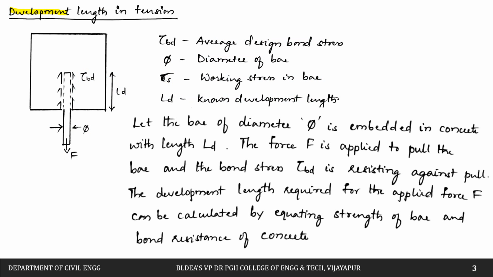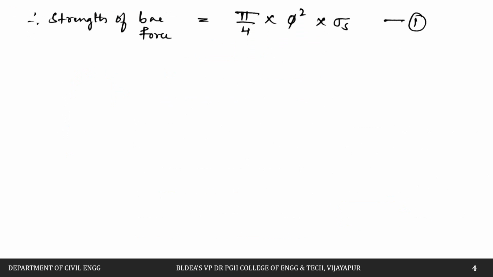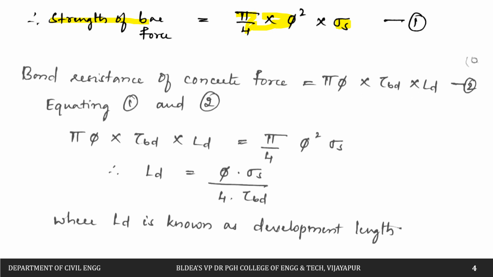Now how do we calculate the development length? Based on the concept that we equate the strength of the bar and the bond resistance of concrete, we calculate the development length of the bar. So how do we calculate the strength of the bar? Strength of the bar equals pi by 4 into d square, which is the cross sectional area of the bar, multiplied by the stress. So we get the strength of the bar.